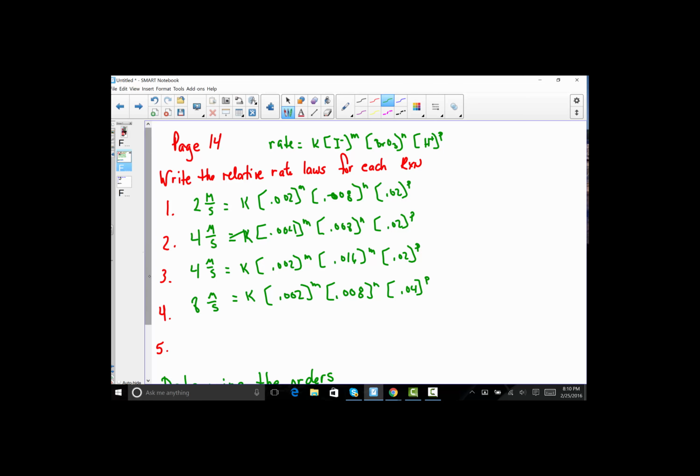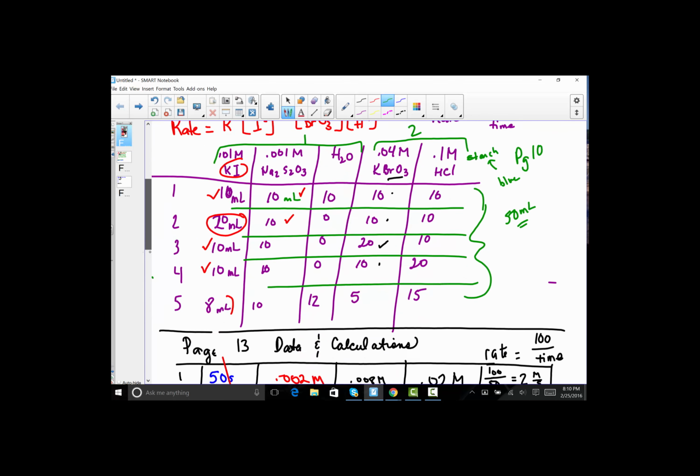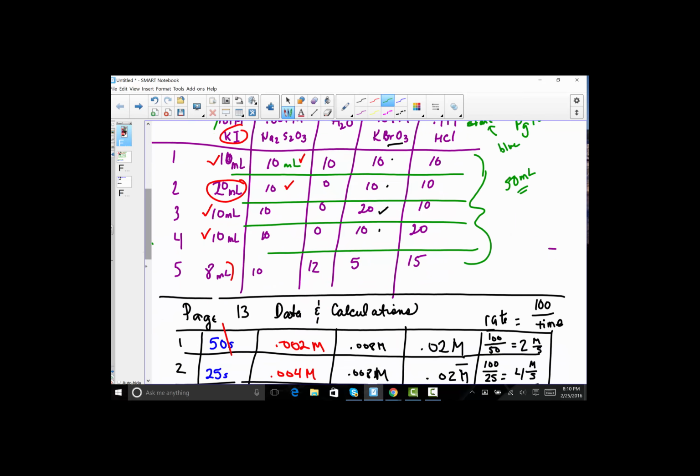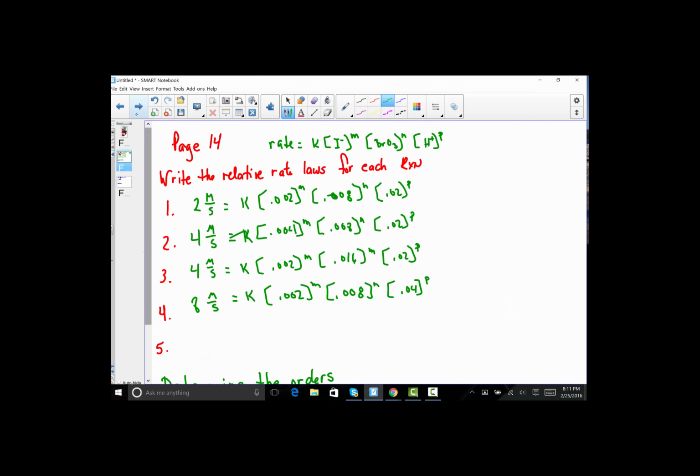Alrighty. And you can finish off that fifth equation there. The rate that we found on the previous page, we said was, you'd write that out, rate, which is 50 molarity per second, equal K times 0.016 raised to the M, 0.04 raised to the N, and 0.3 raised to the P. So go ahead and copy that in for that fifth reaction.